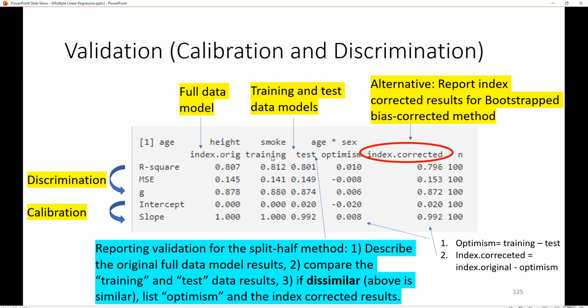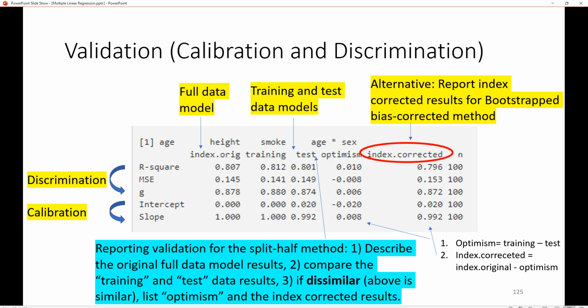So most of the time you're just going to report the training and testing results for your discrimination and calibration. But there may be times when you get 2 very different results, and it would be the same if you're doing cross-validation. The split half method, you're just splitting the data in half, but for cross-validation, you're splitting it into more groups and then creating different training and testing sets based off of those. Say if you're doing 10 groups, you'd use 9 and test on 1 and rotate until you get them all.